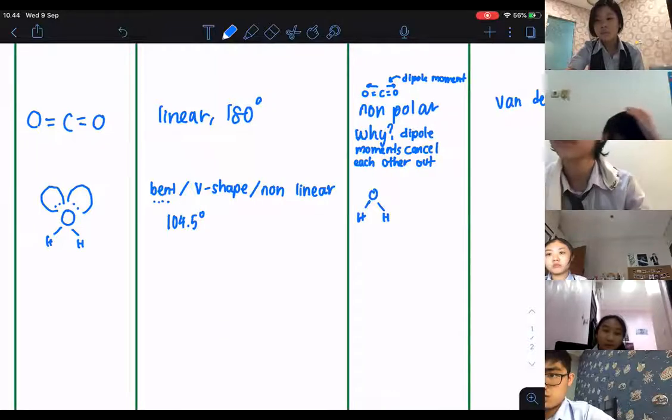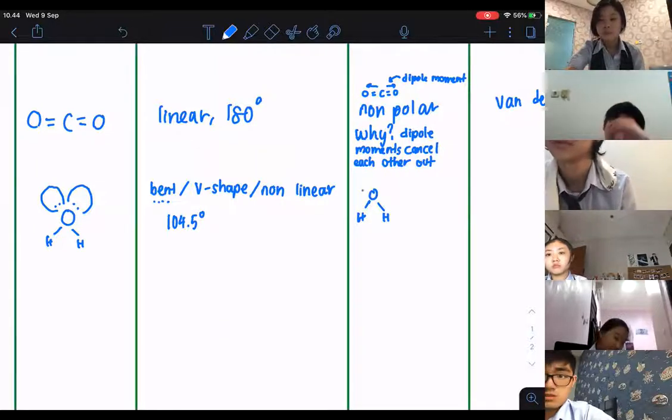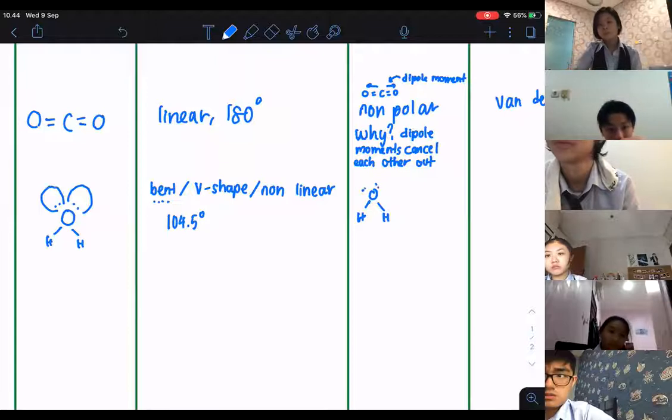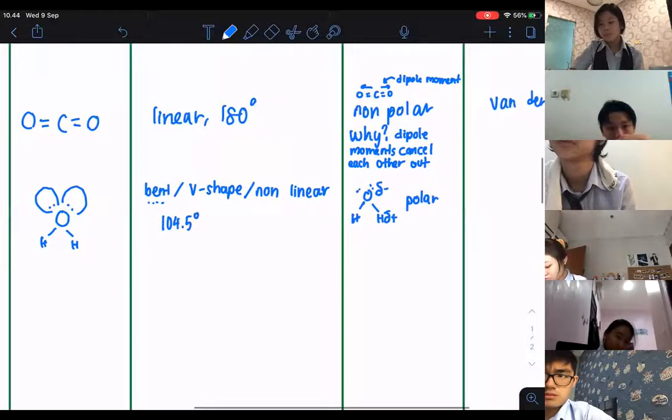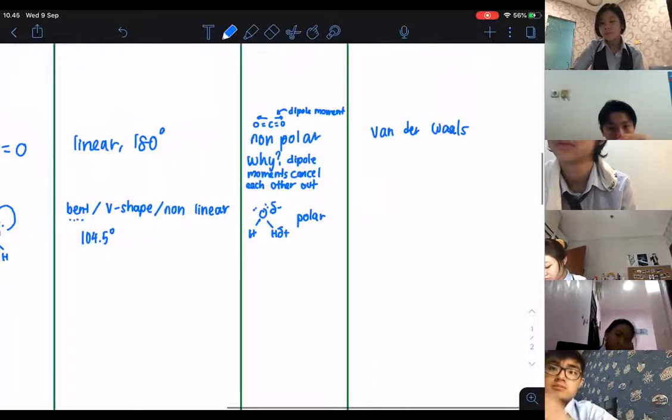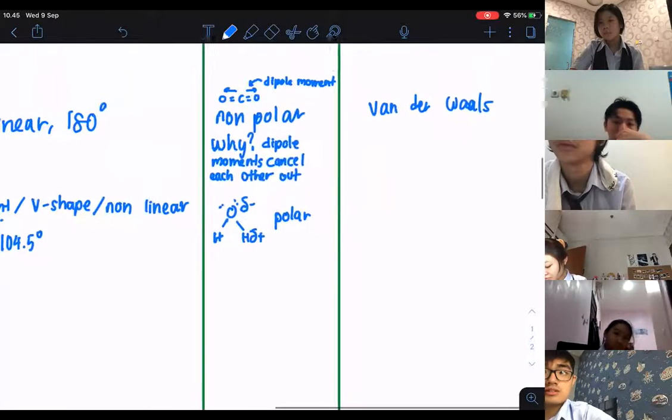Polar. Okay, so the delta negative is towards where? Towards the oxygen. Okay, delta negative here and delta positive here, so it's polar. So what kind of intermolecular bonding do we expect between water and water?